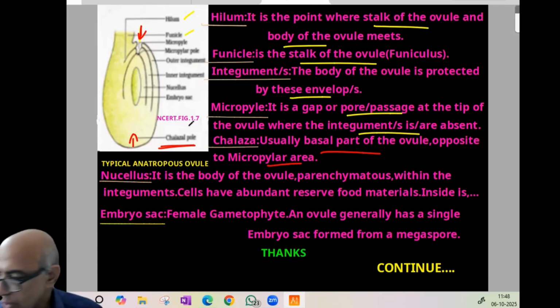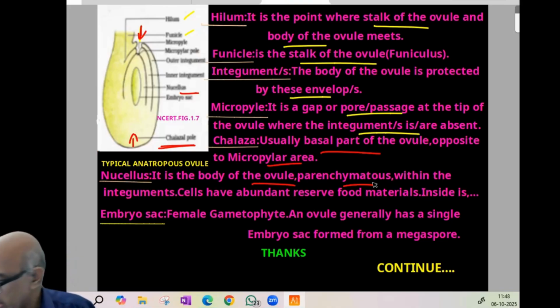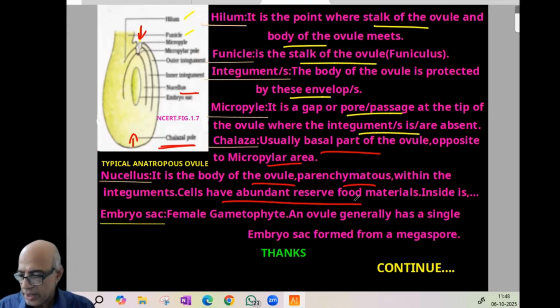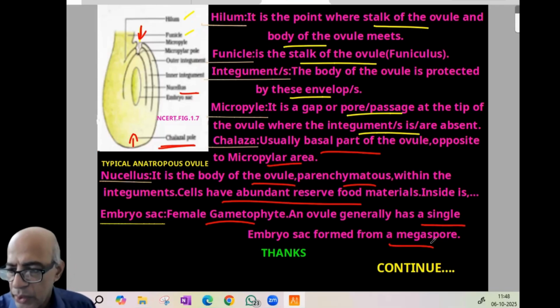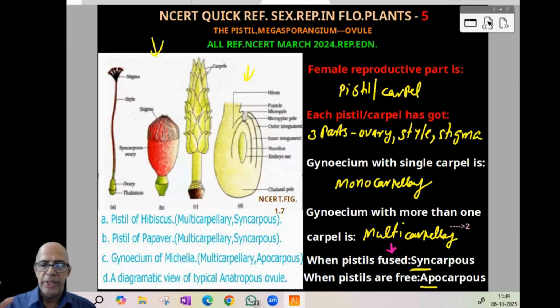Now comes the term nucellus. Nucellus is marked here. Nucellus means the body of the ovule. It is parenchymatous, which is important. Within the integuments, its cells have abundant reserve food materials. Now inside is the embryo sac. So what is the embryo sac? The embryo sac is the female gametophyte, and an ovule generally has a single embryo sac formed from a megaspore. I think the idea is clear. This is NCERT quick reference, sexual reproduction in flowering plants. Detailed notes I already gave, I told you. The female part is discussed, and it is the fifth one.